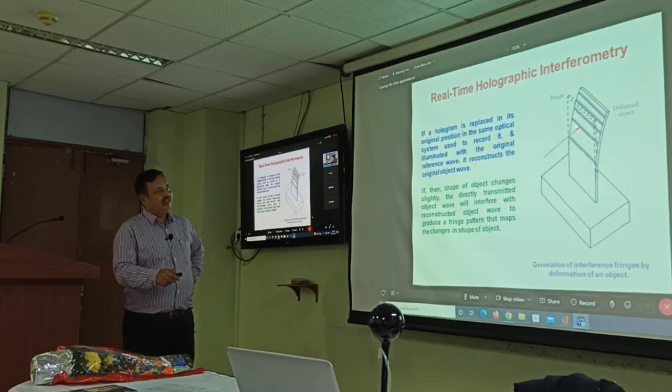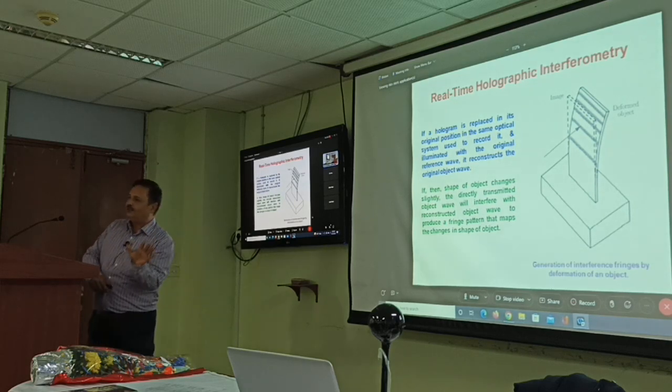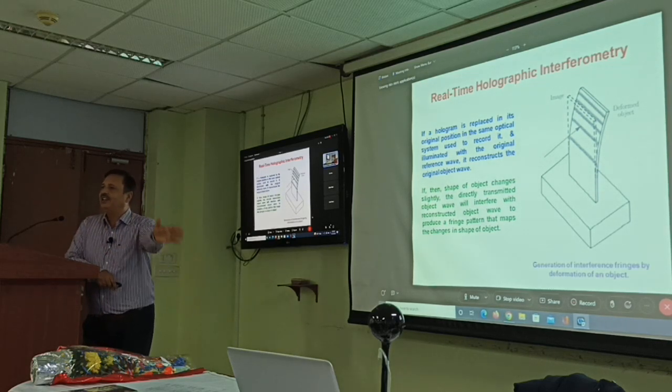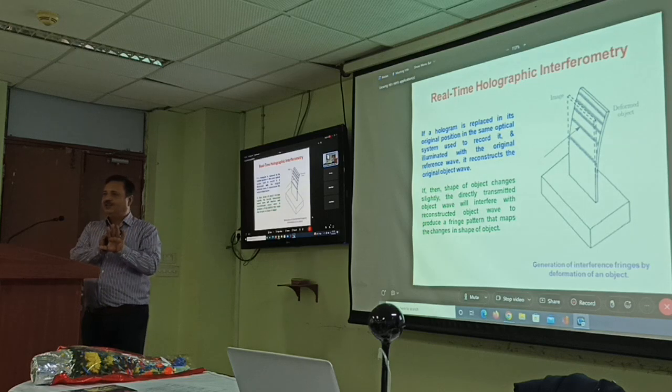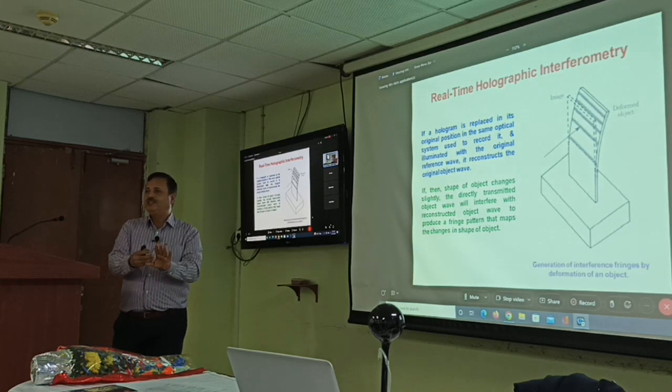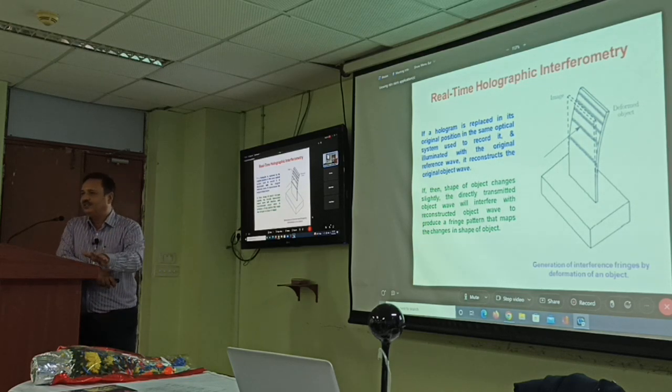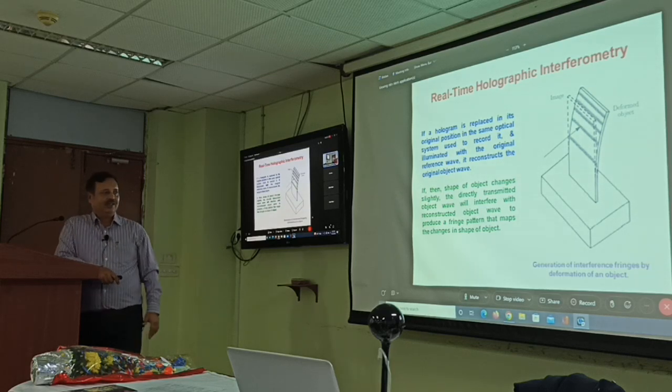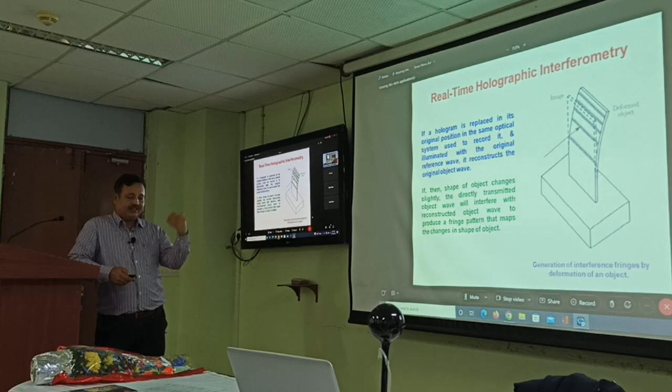So this was the original image. It is a deformed object. So whatever deformation has taken place, accordingly you are going to have changes in the fringe pattern. So we have one hologram recorded. In between something has changed, some deformation has happened. Then you are recording it again, multiplying with the same phase pattern, same reference beam.